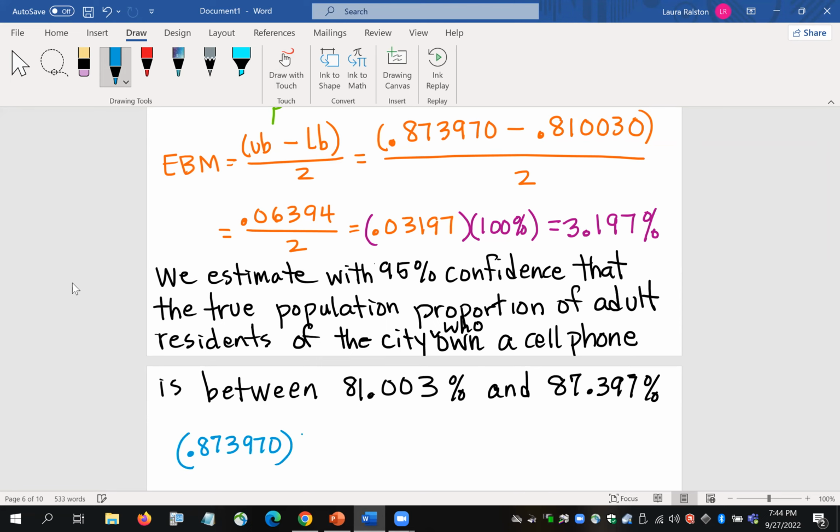0.87397 times 100% is 87.397. You can add the 0 at the end, but you don't need it. If you cannot multiply that by 100% in your head, get a calculator. Same process, but you're talking about it with respect to percentages or proportions instead of the mean.